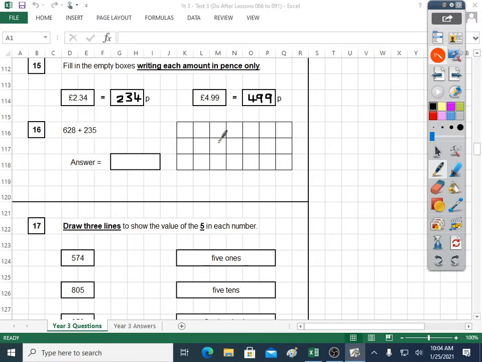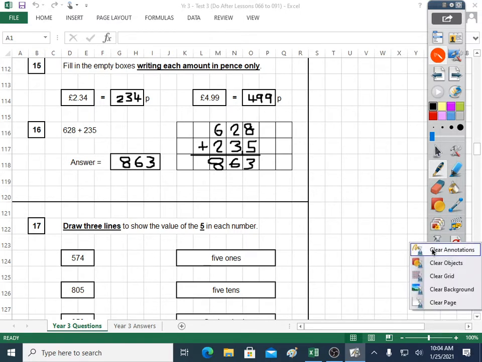Question 16, column addition. This one's a bit hard to do in my head, so I'm just going to do this one on paper. This would be a great one to record and just get the practice in for your column method. And you get 863. Make sure I put it in the answer box. I hope I've remembered that every time. I can't go back and check now. If I had a paper test, I'd go back and check that I'd put every answer in the answer box, because I just thought of it. 863, definitely did the right sign, plus makes things bigger. And let's move on to question 17.